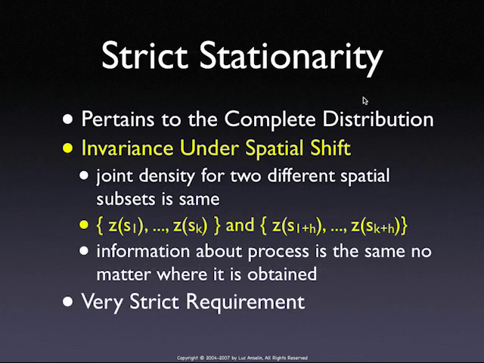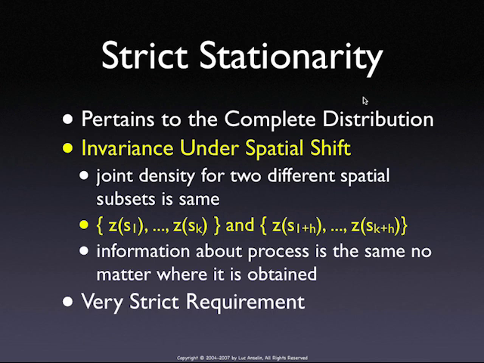Okay, most formally, stationarity pertains to the complete distribution of all the points. So in spatial analysis, this is always a multivariate distribution. This is not a single variable, but a random variable at all the locations taken together. So what stationarity means, in essence, is that it doesn't matter which subset of these data points you're looking at, because their joint distribution is the same no matter where you are.